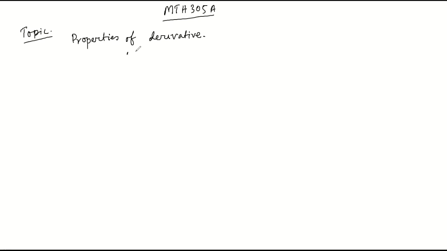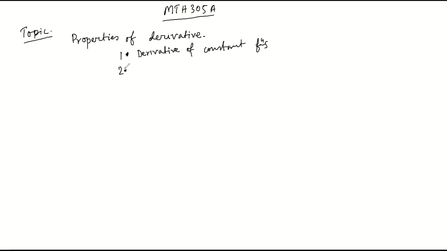We study derivative of constant functions. Basically, we prove that the derivative of a constant function is 0, as in the function of a single variable. There also we have seen the derivative of a constant function is 0. This is sub item 1.